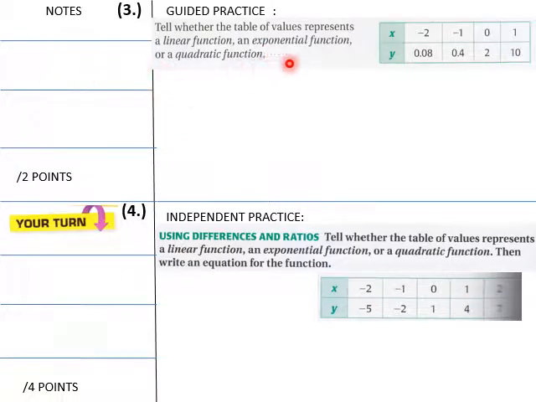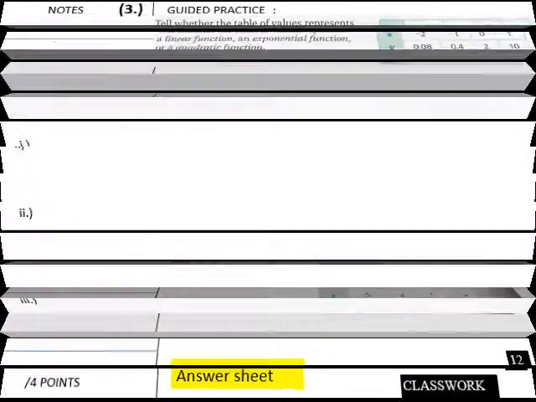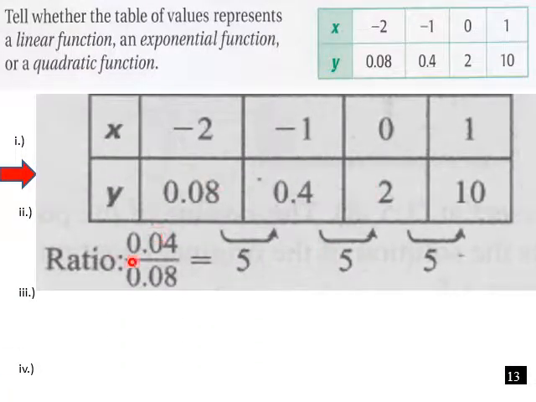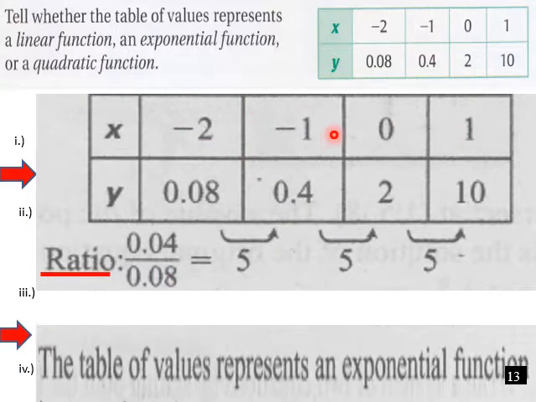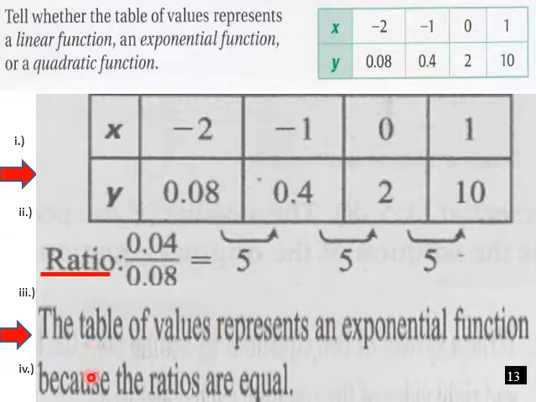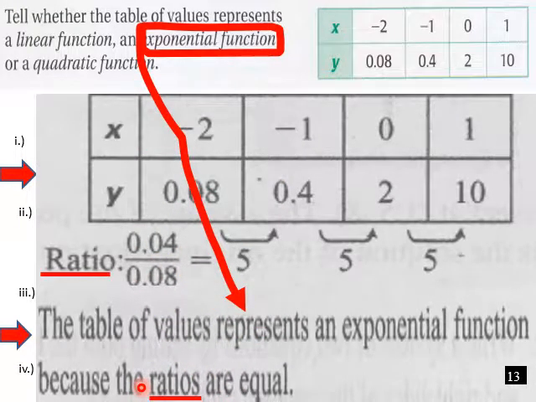From the table, tell whether it's linear, exponential, or quadratic. Students, you have this one here. Pay attention so you can do yours. We have this table. We have a ratio here: 0.08, 0.4, 2, and 10. Each one is 5 times the previous one to create the next output. 5 times 0.08 is 0.4, 5 times 0.4 is 2, and 5 times 2 is 10, with each increment of 1. So we have equal ratios, which means it's an exponential function. Ratios, not constant increments.